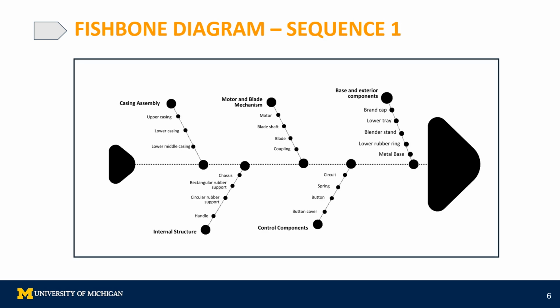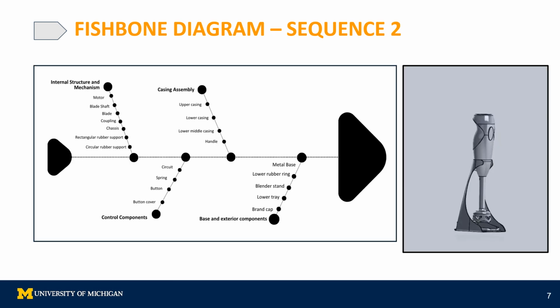This slide breaks down the assembly of a hand blender, detailing its main components. Starting with the casing assembly, upper, lower, and middle sections, it forms the outer shell. The motor blade mechanism includes the motor, blade shaft, blade, and coupling, crucial for blending. The base and exterior components like the brand cap, blender stand, and metal base provide stability. Lastly, internal structure and control components such as the chassis, rubber support, circuit, and buttons enhance the functionality and user control.